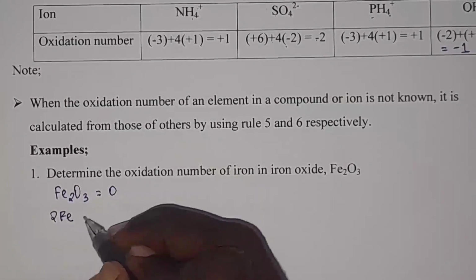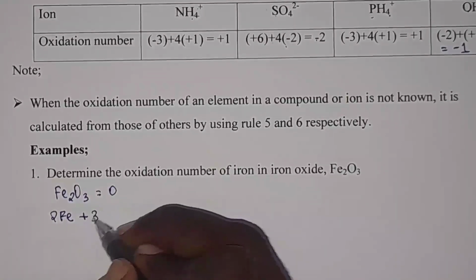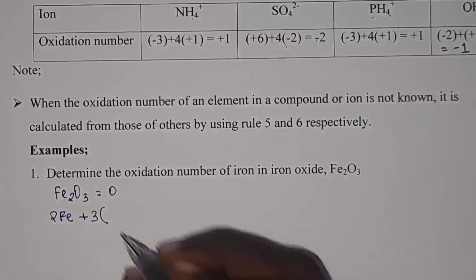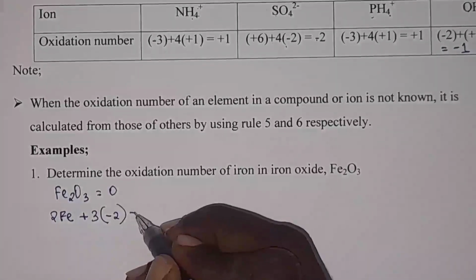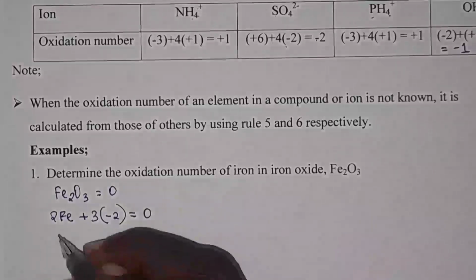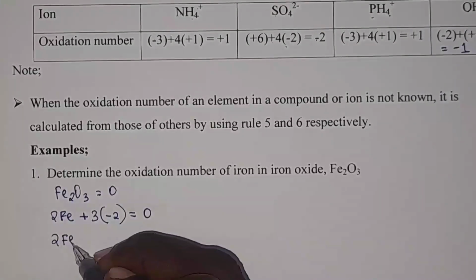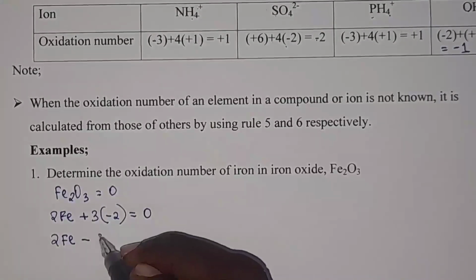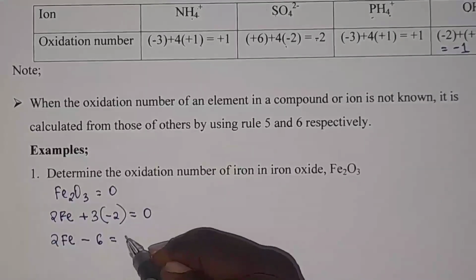So we are going to say 2Fe plus we have 3 of oxygen. So what is the oxidation number of oxygen? It is -2, close bracket. This will be equal to 0. So next, 2 of Fe, then remove the bracket, we are going to get -6. This will be equal to 0.